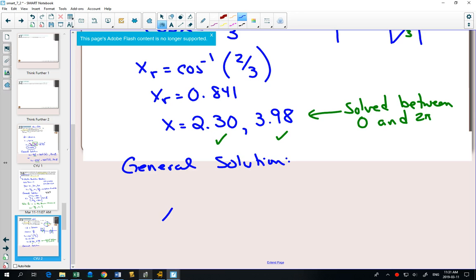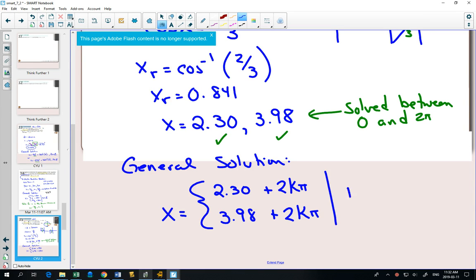My general solution, it's x that I'm solving for, right? How do we do our general solution? We find all of our answers between 0 and 2 pi. We've done that already. That's 2.30 and 3.98. And then, once you've got all of your answers from 0 to 2 pi, the general solution just says add 2k pi, since we're in radians, to each one, where k is an integer. So the general solution part actually isn't very hard, okay?